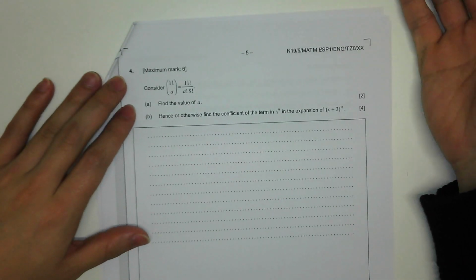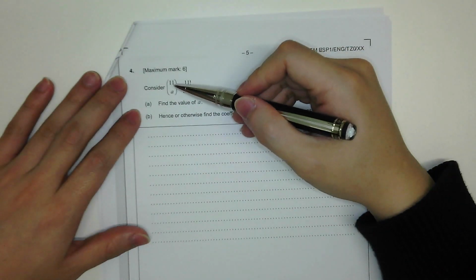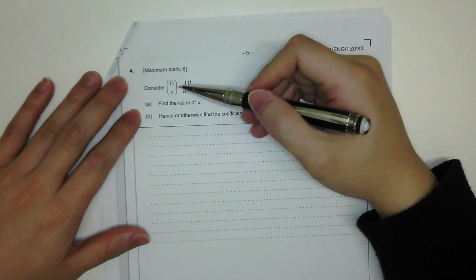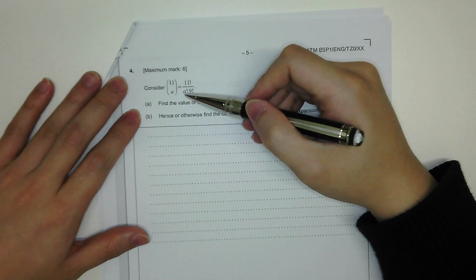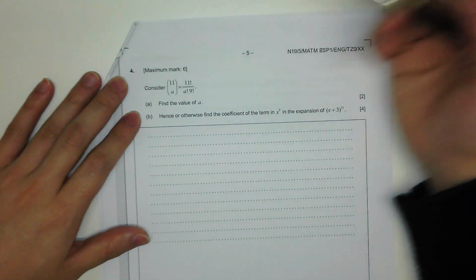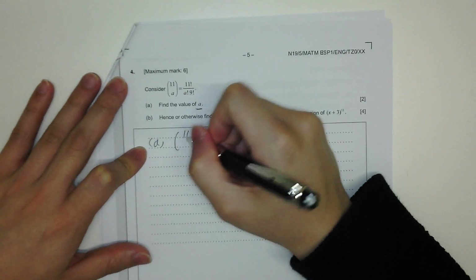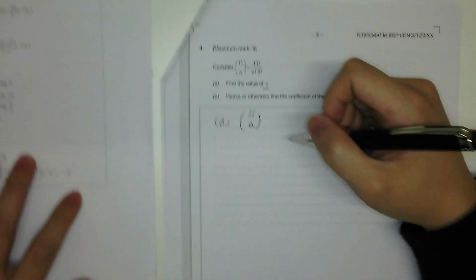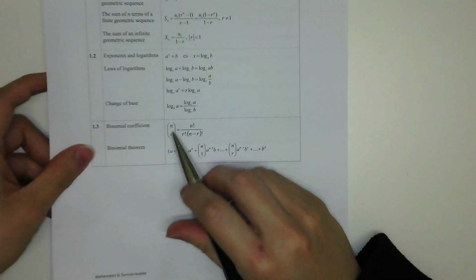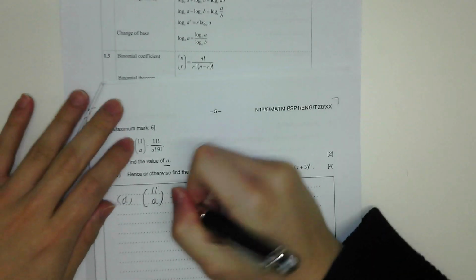Question 4. Okay, binomial expansion. So consider C(11, a) equals 11 factorial over a factorial times 9 factorial. Find the value of a. Okay, so how can we expand C(11, a)? By looking at the formula book, this one, okay, the binomial coefficient. So we can just follow the formula.